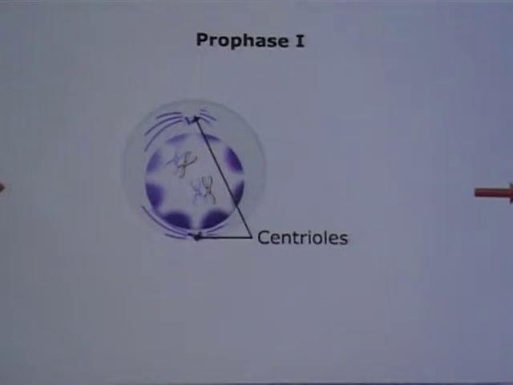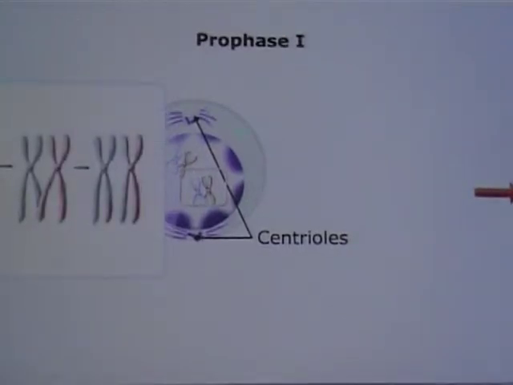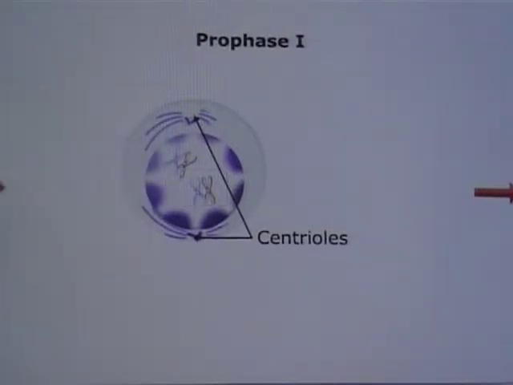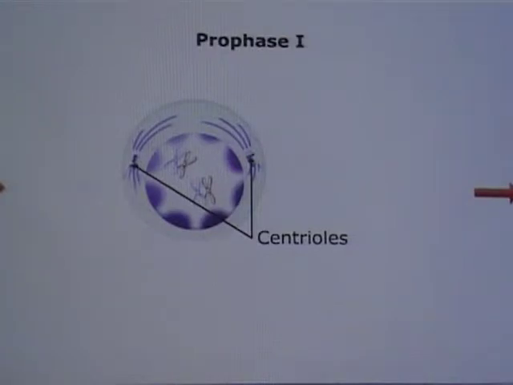During prophase 1, the homologous chromosomes condense and begin to form pairs. At this stage, chromosomal segments can be exchanged between the pair of homologous chromosomes in a process called crossing over. As prophase 1 continues, centrioles move to the cell's opposite poles and spindle fibers form and bind to the homologous chromosomes at the centromere.